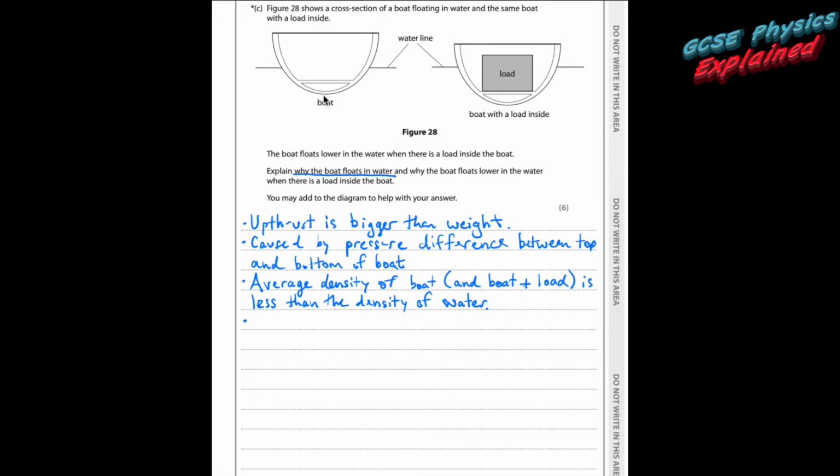Now, if it floats, it's because it's displacing its own weight in water. Boats are floating because they have displaced their weight of water. So just say they've got 100 newtons of weight. As long as they displace 100 newtons of water, then they'll float because they've created enough upthrust. Now, because this boat's got a load, it's got a heavier weight, so it needs to displace more water. So that's why it sinks more.